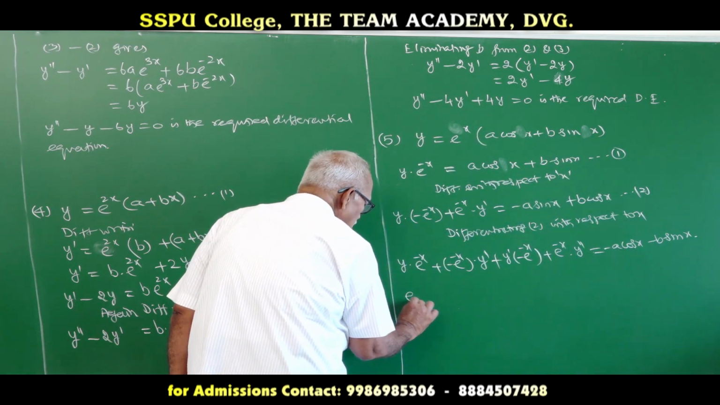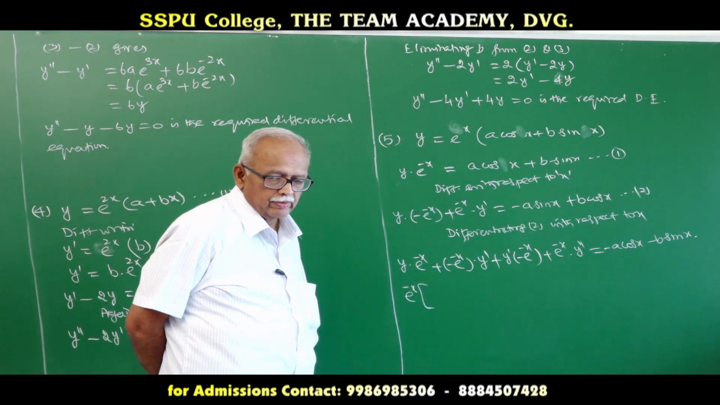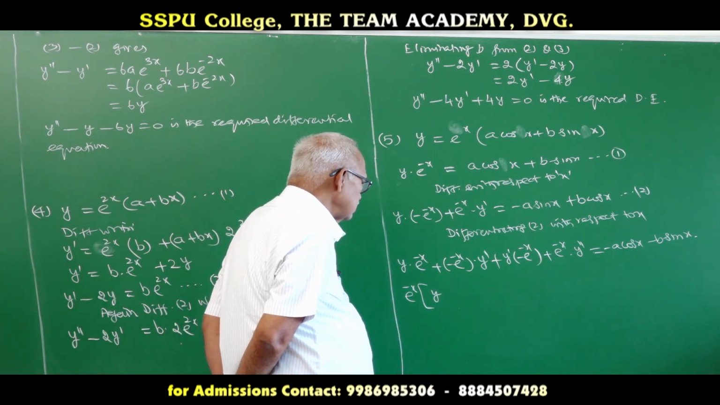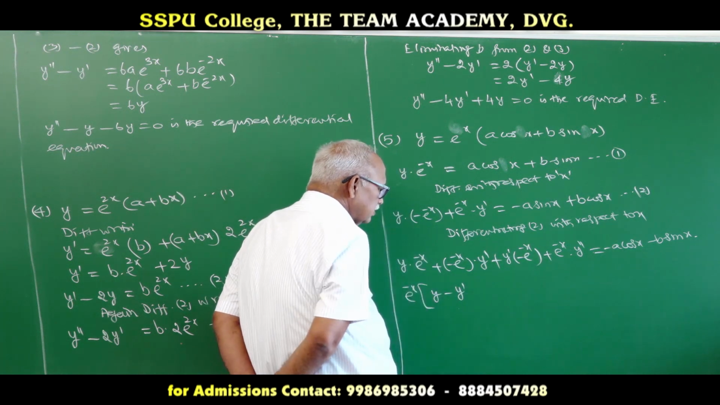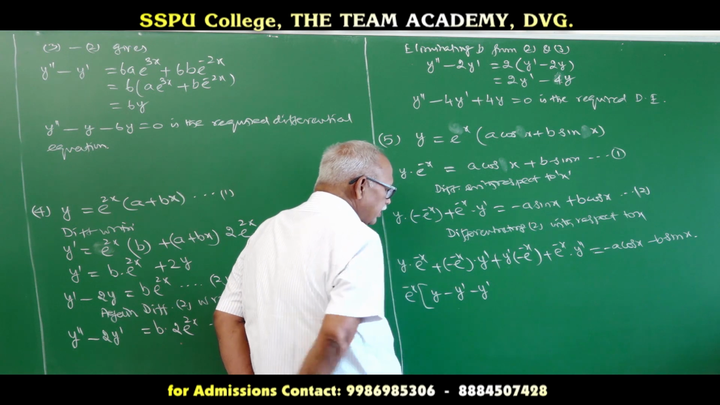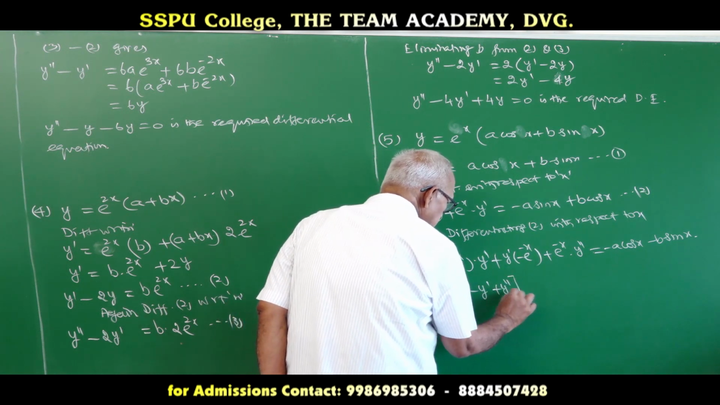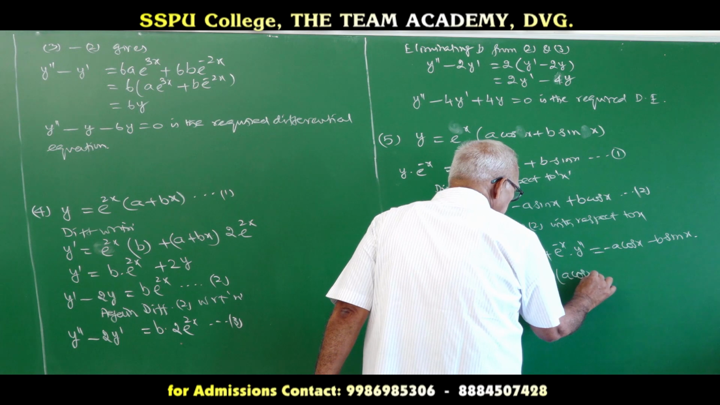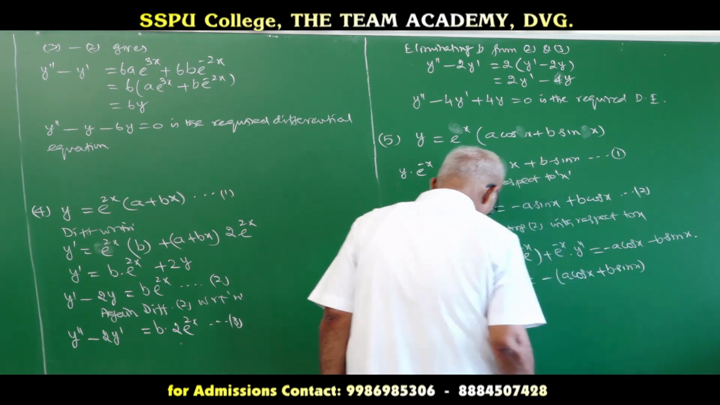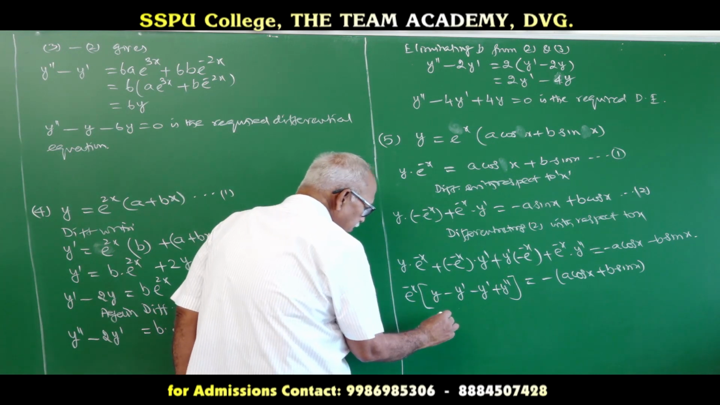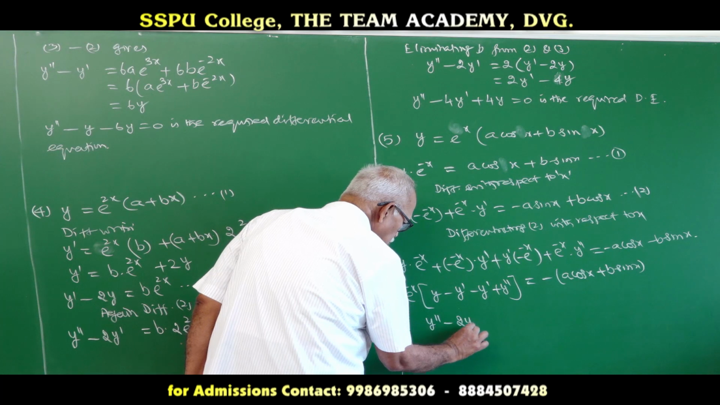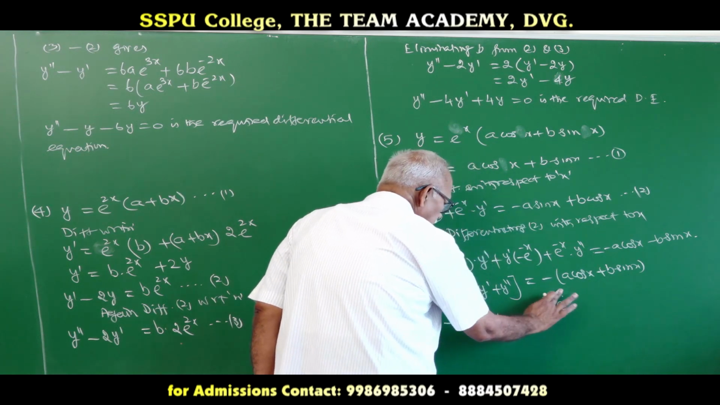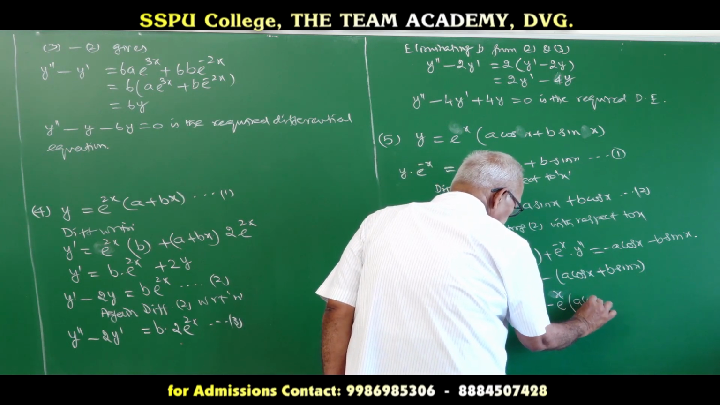Now, e power minus x is common in all this. So, take out e power minus x, y is there, minus y dash, again here also minus y dash plus y2 dash is equal to minus of a cos x plus b sin x. This e power minus x we can again take it to the other side. So, now you get y2 dash minus 2y dash plus y is equal to minus e power, when it comes to this side it becomes e power x.